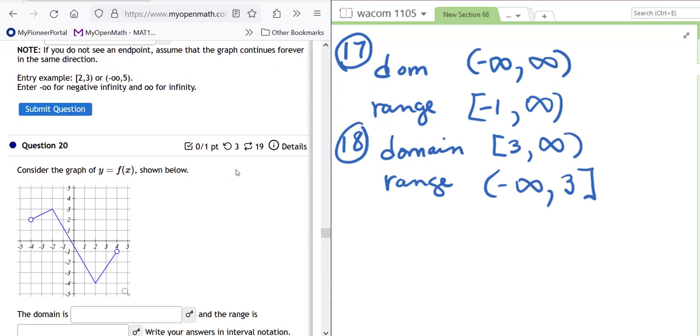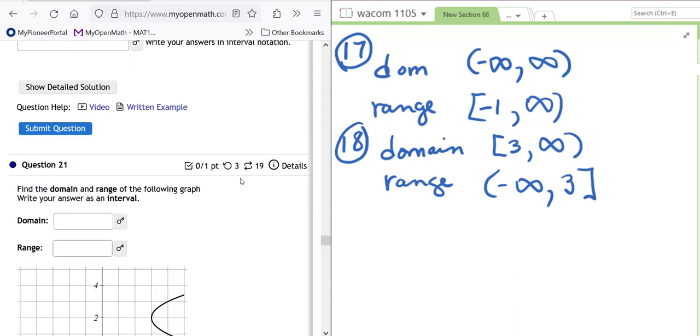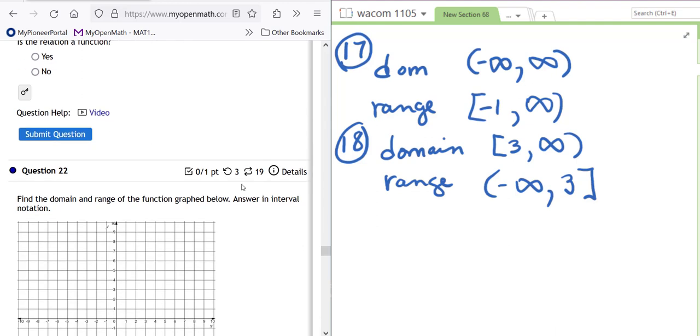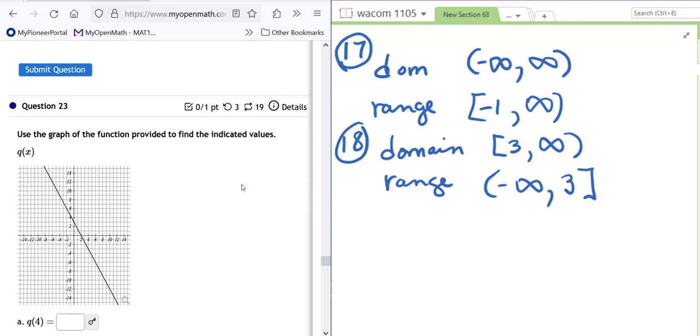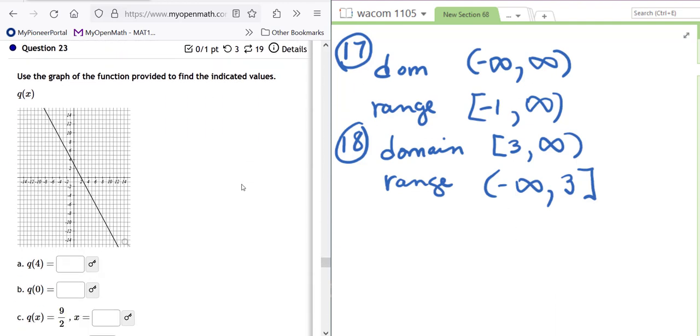I'm going to skip those. I'm going to go down to, there's several of those domain and range ones. I am going to go to this one.